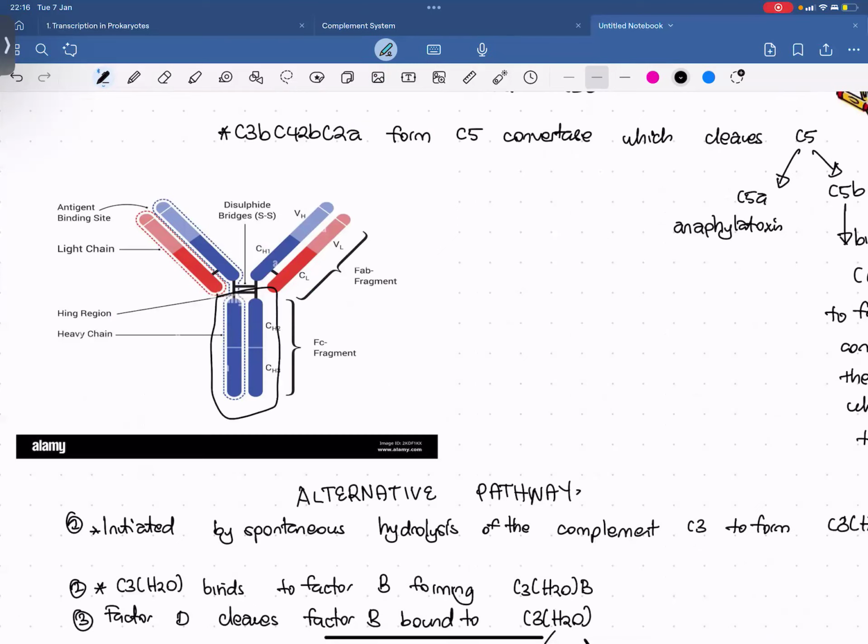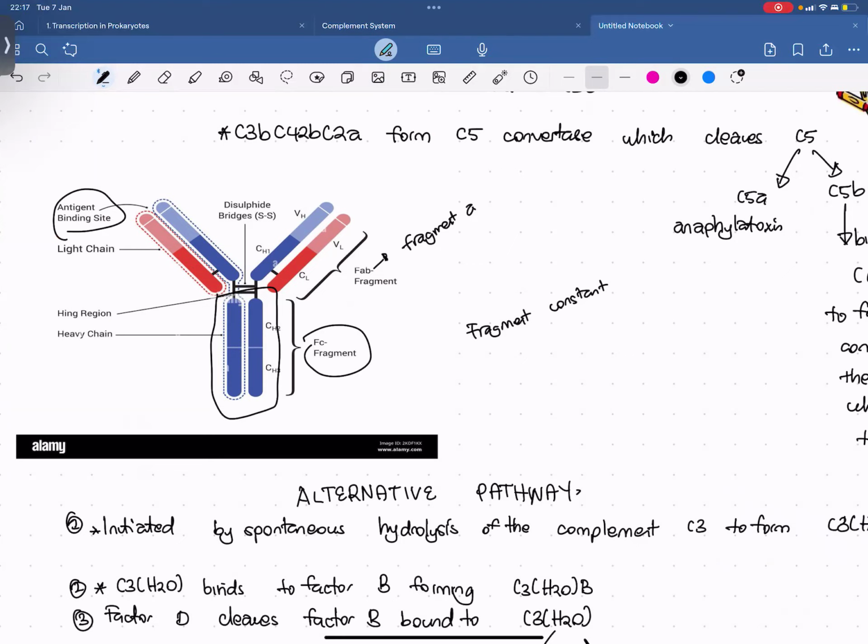I've drawn for you the structure of an antibody. I've not drawn it, I picked it from the internet. Sorry. This is the Fc portion. The fragment Fc in full is fragment constant. This is like a constant region. Then the Fab portion is the fragment antigen binding, because this is the antigen binding site.